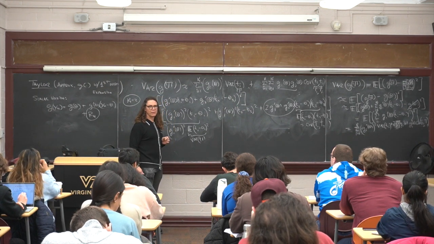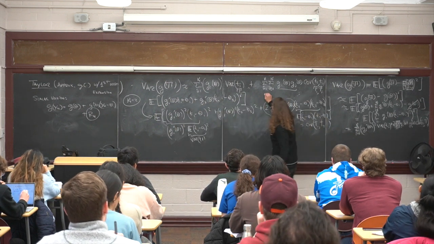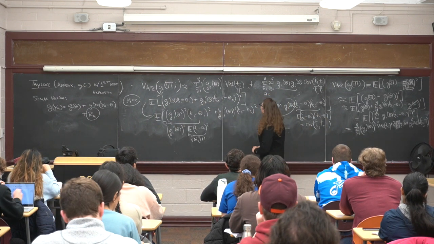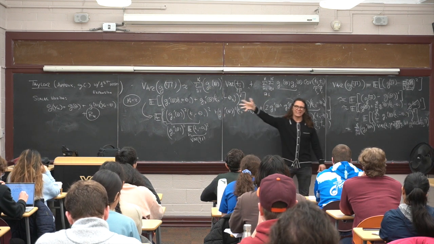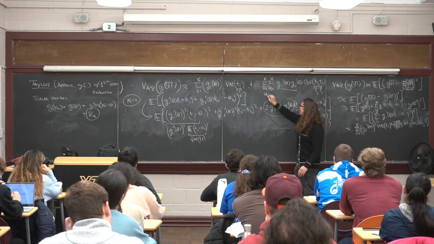What's that? i not equal to j. Yeah, you're right. I could get rid of that term right there and keep the i equal to j in there, because that's the same thing.